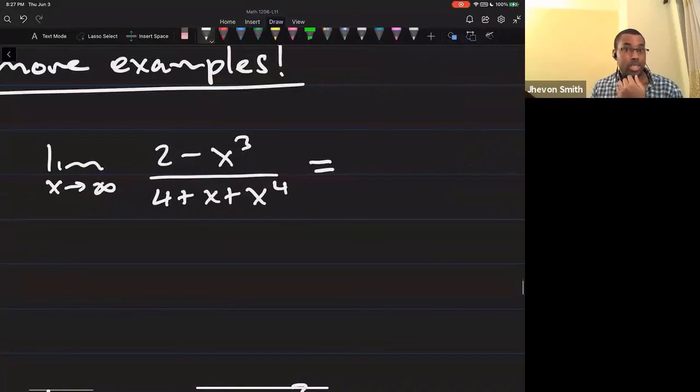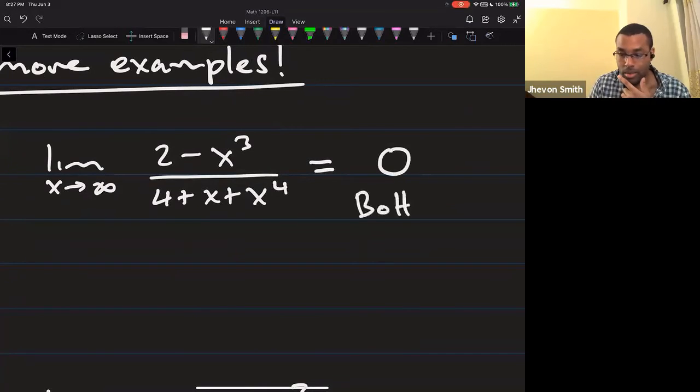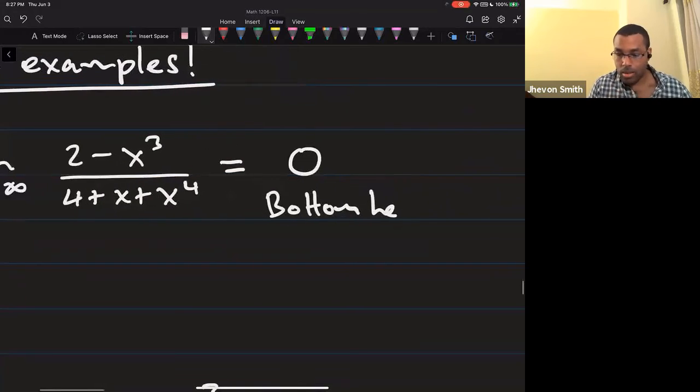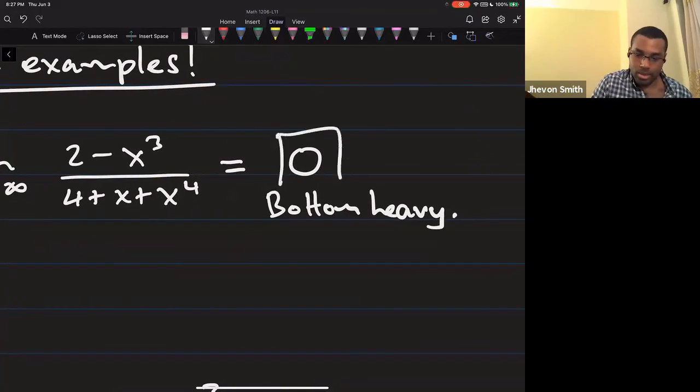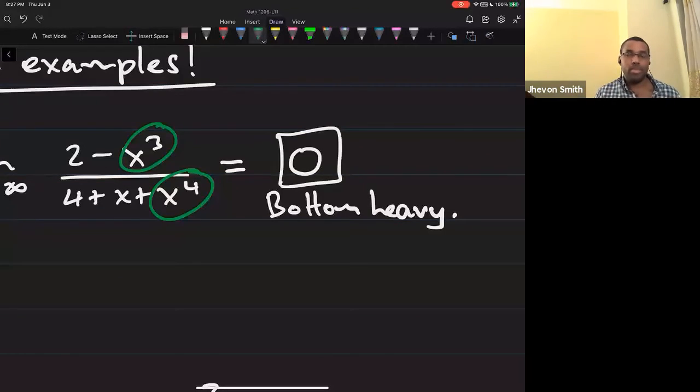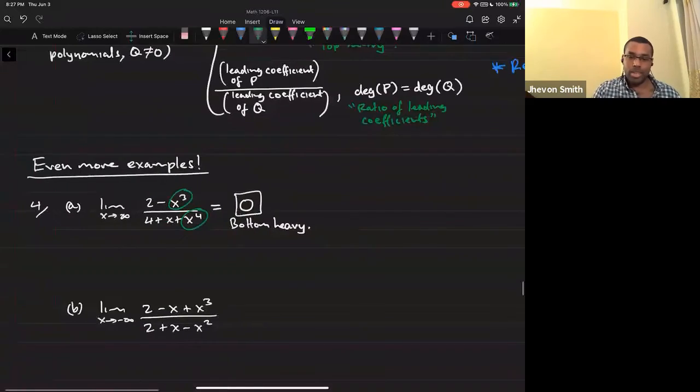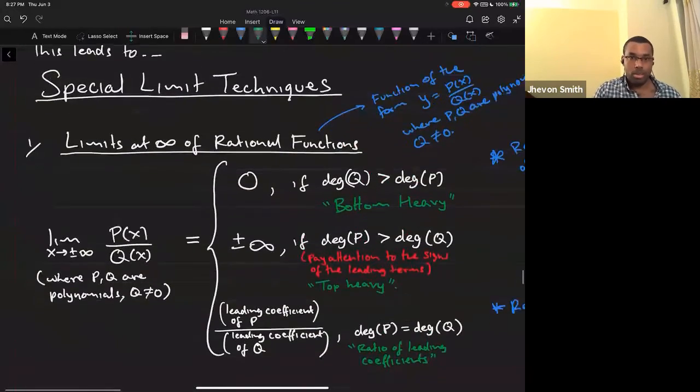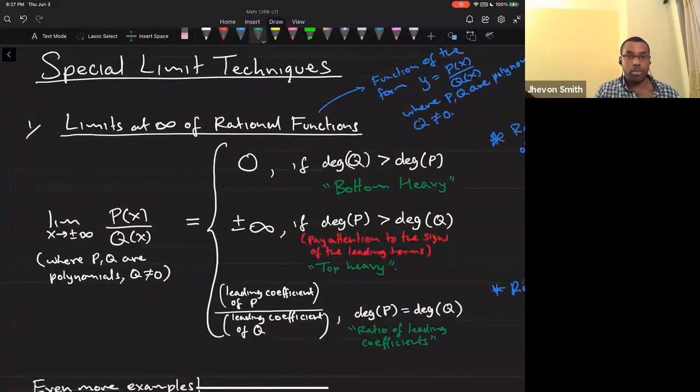Okay, so what's the answer here? 0. Why? Bottom heavy. Done. That's the answer. And that's showing your work. It's bottom heavy. You only focus on the highest powers. The highest power is on the bottom. It's bottom heavy, so 0 is the answer, right? That's from step 1, the first part in this piecewise thing.